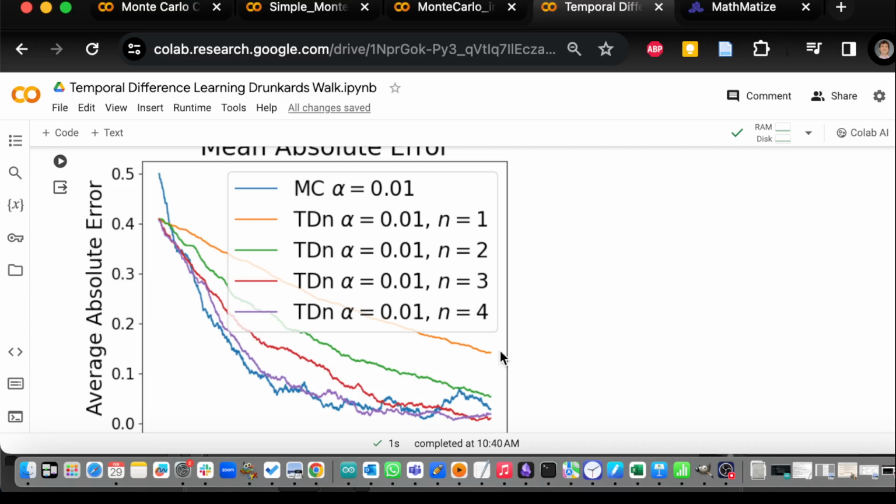If n is infinity, if you make n really, really big, then that's just Monte Carlo learning. You wait until the end of the episode to update anything. For other values of n, you get different curves. And there's a whole thing you can do. You can play around with n and alpha to see what is the best. And that's actually what they do in the next couple minutes of the video that I'll show you.